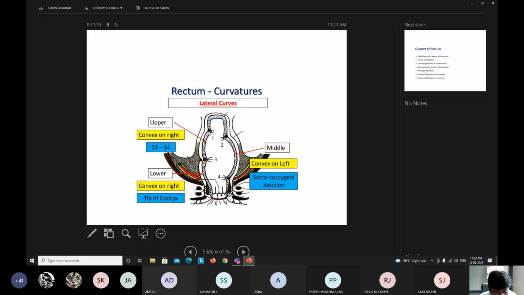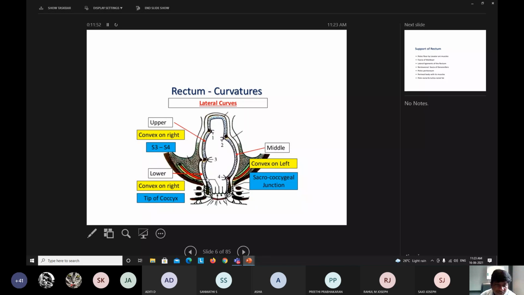The first one is the upper curve, from here to here. The second curve is the middle one, the largest and most prominent. Then the lower curve is this one, which is convex on the right side again.